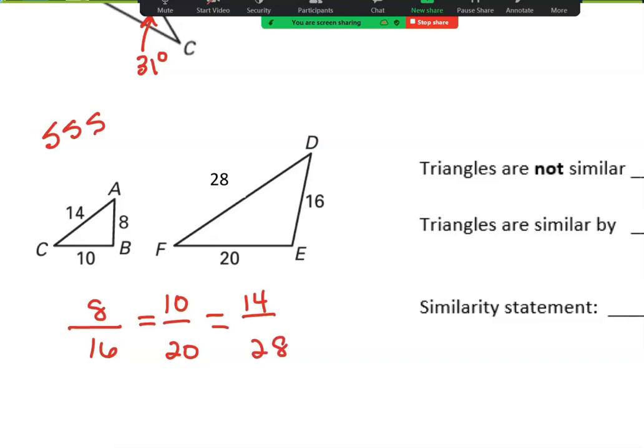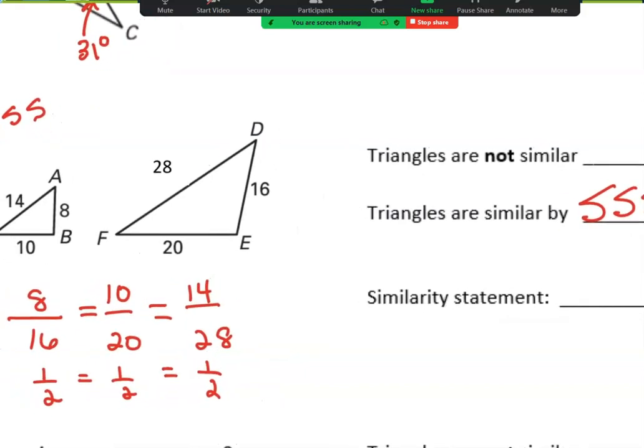Well, I look at that and I say, oh, wait, this is 1/2. Oh, that's 1/2. And that's 1/2. So they all have the same scale factor. Their sides are in proportion. So the triangles are similar by side, side, side. Now you have to write your similarity statement.